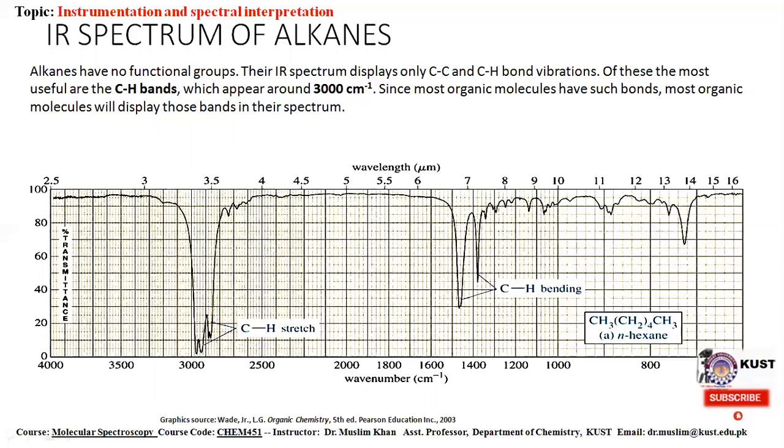This is an example of n-hexane. So the spectrum of n-hexane is given. The source is Wade, Organic Chemistry, 5th edition, Pearson Education, 2003.